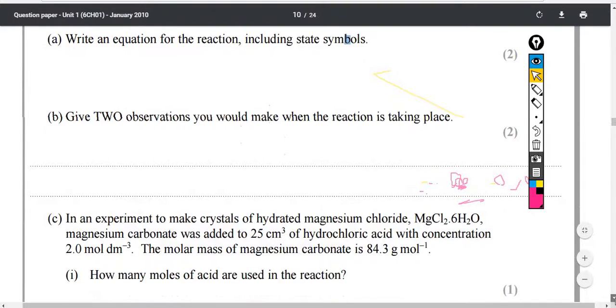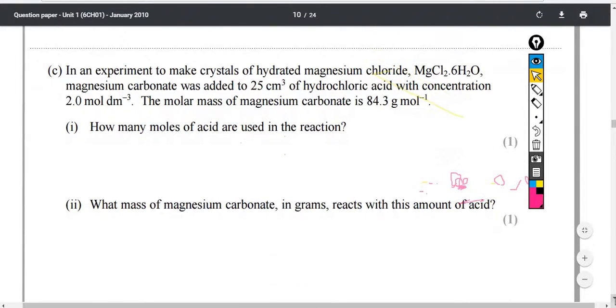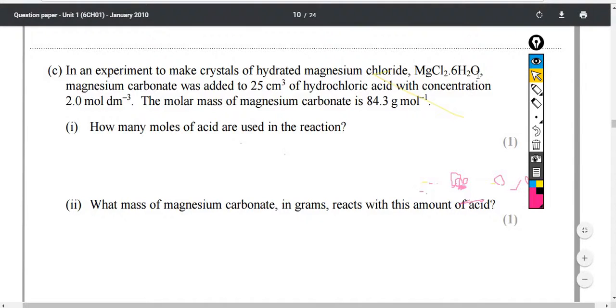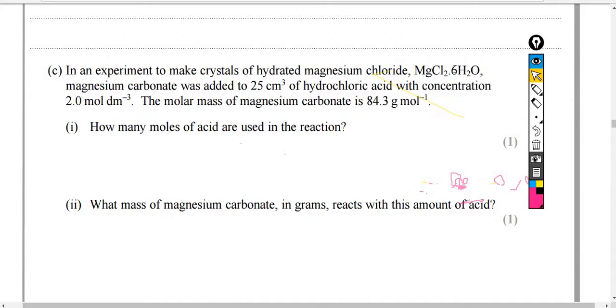Okay, so in part C, it says, in an experiment to make crystals of hydrated magnesium chloride, which has the chemical formula of this, magnesium carbonate was added to 25 cubic centimeters of hydrochloric acid with concentration 2 moles per cubic decimeter. The molar mass of magnesium carbonate is this much. How many moles of acid are used in this reaction?